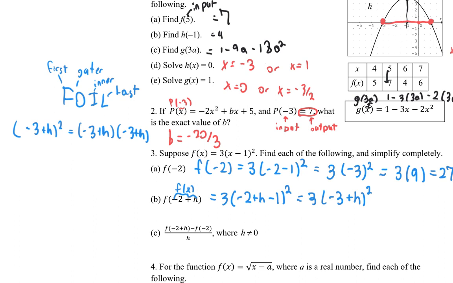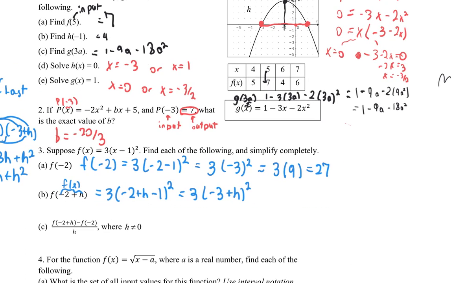So the first, minus 3 times minus 3 is positive 9. Outer, minus 3 times h is going to be minus 3h. Inner, h times minus 3 is going to be another minus 3h. And last, h times h is going to be h squared. So we get 9 minus 6h plus h squared. So I'll go and I'll put that.